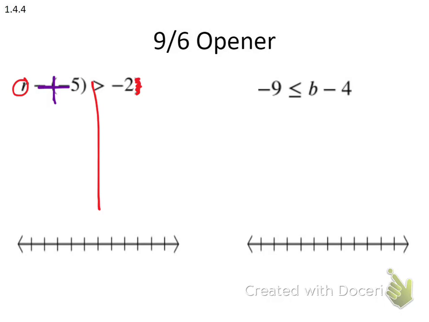Our goal is to get the variable by itself, so we want to get rid of all the numbers on that side with the variable. Josh, what do I do there? Minus 5. So you subtract 5 from both sides. My 5s cancel on my left, and then I bring down my variable, followed by my inequality sign. Do I leave my inequality sign how it is or flip it? That's right. And then negative 2 minus 5 is negative 7.